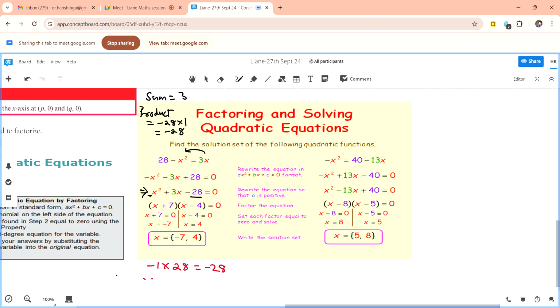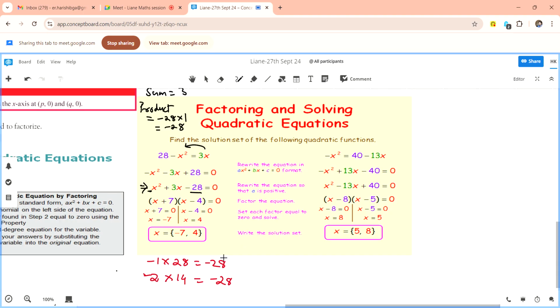The next I can go is 2 times 14. I can just change the sign here, like one number negative, the other positive, to get the product minus 28. So minus 2 times positive 14 is still minus 28, but when I do the sum of these two numbers, minus 2 plus 14, the result will be plus 12 only, not 3. So on the product it passes, but the sum fails. Can we have another possibility for it?